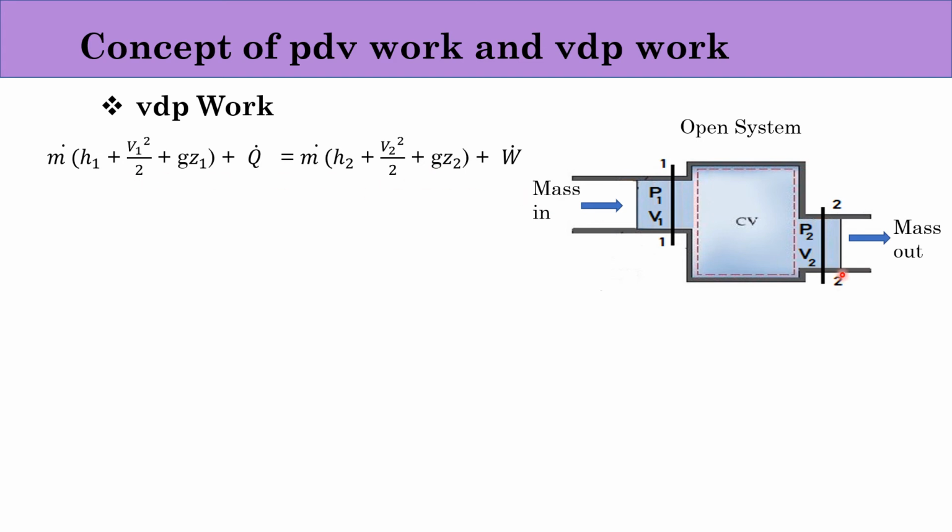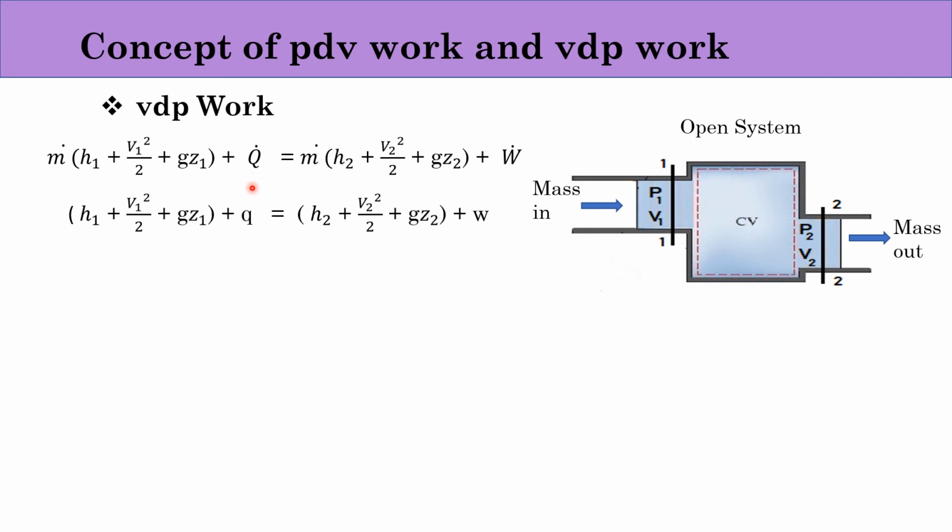Now we will divide throughout by the mass flow rate. When we divide throughout by mass flow rate, we get the equation as H1 plus V1 square by 2 plus gZ1 plus Q. Now this Q is the specific heat. As I told you, we are going to divide throughout by mass flow rate, so this term becomes Q dot upon m dot.